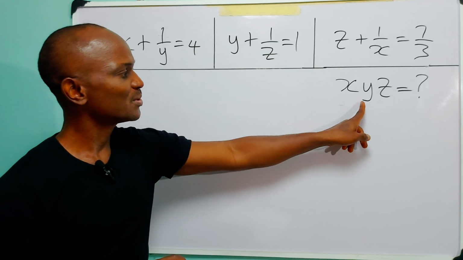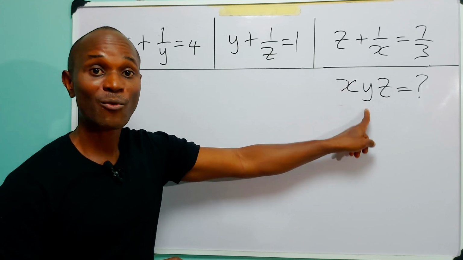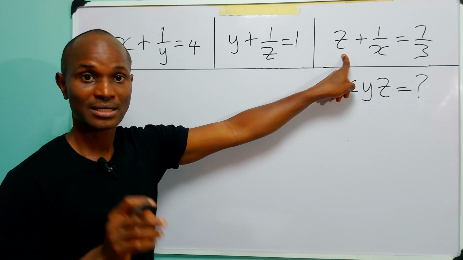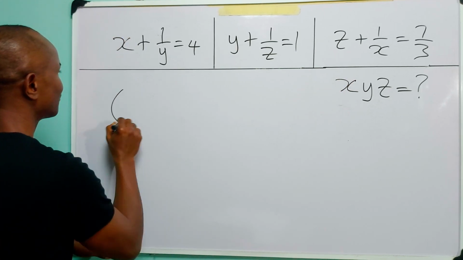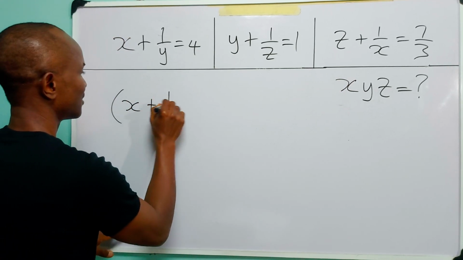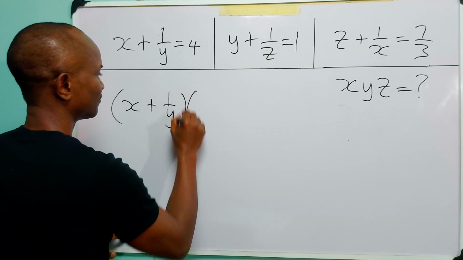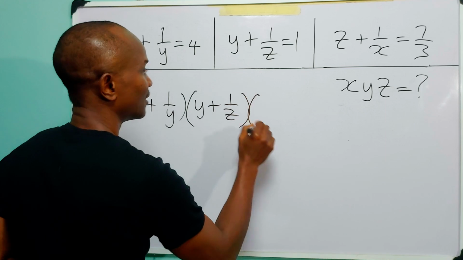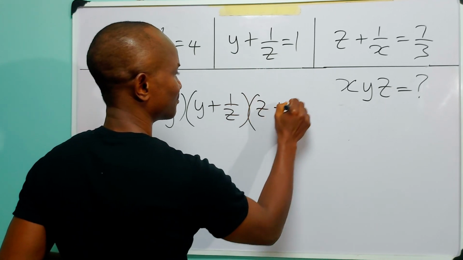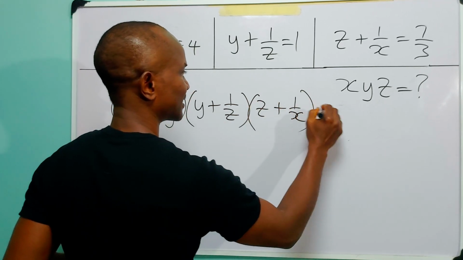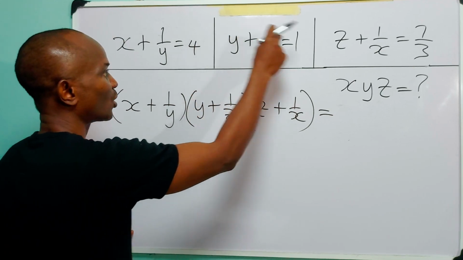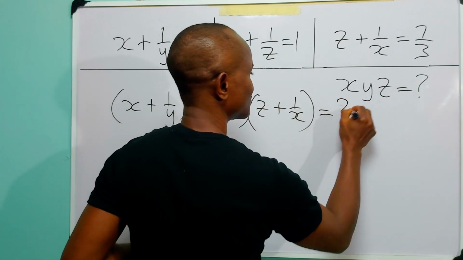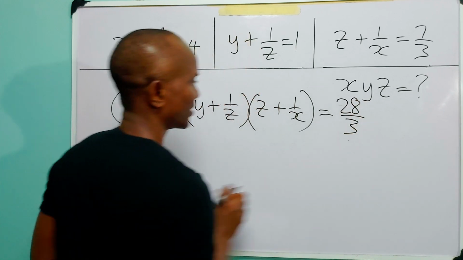You can see that we will get a term in x, y, z if we multiply all three equations. This is what I mean. We have x plus 1 over y multiplied by y plus 1 over z multiplied by z plus 1 over x. And of course, this must be equal to 4 times 1 times 7 over 3. And that is 28 over 3.